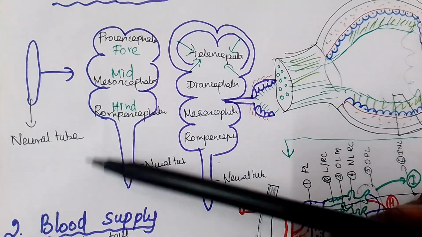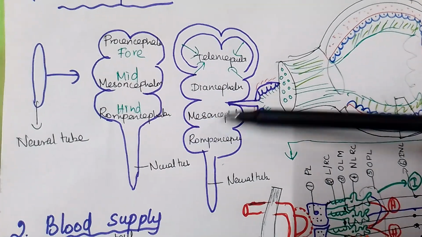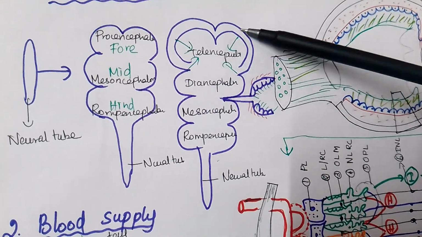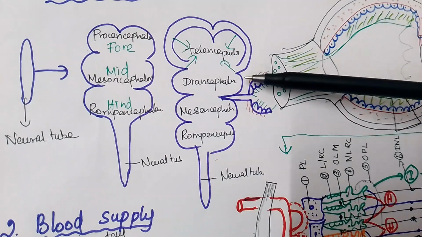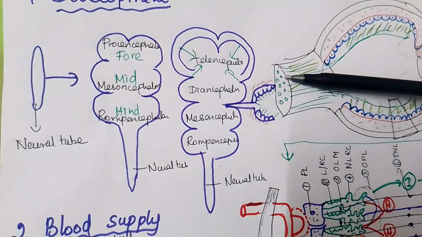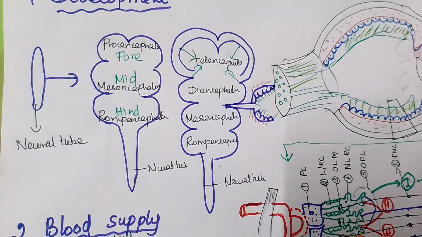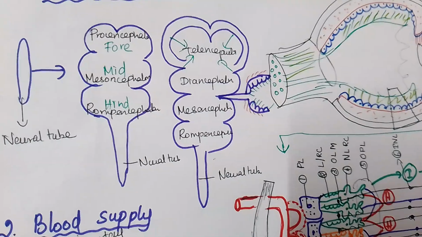So this is the neural tube. There is the forebrain, midbrain and the hindbrain. In the prosencephalon, the vesicles start. The inner part of the vesicle is called the diencephalon. In the diencephalon, an outer pouch, a cup-like structure, comes out, where the retina is being developed.